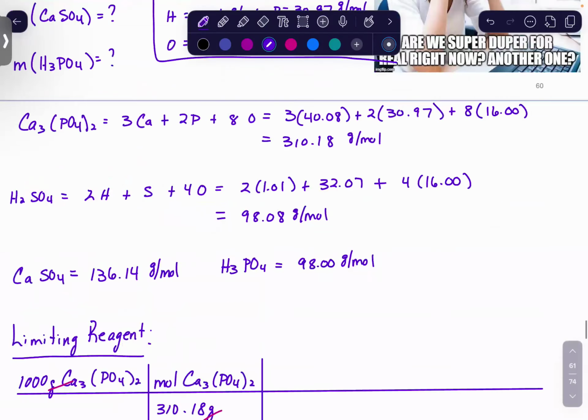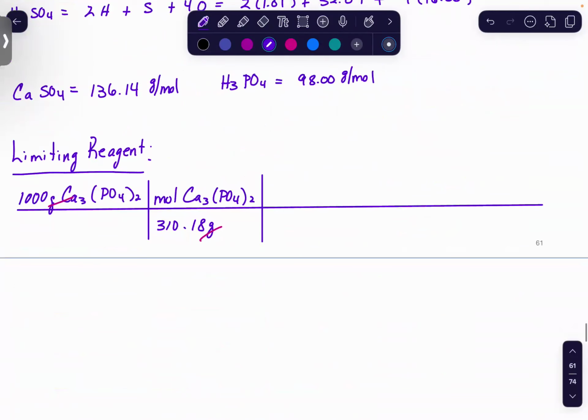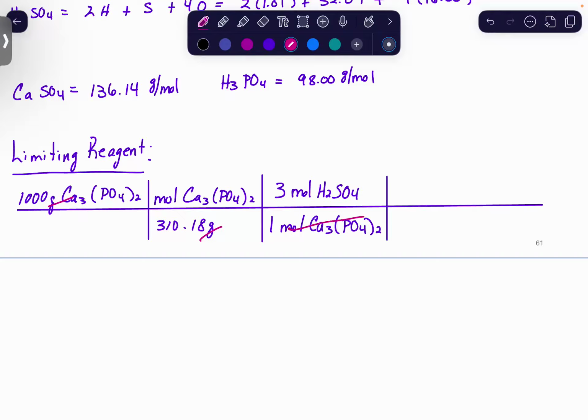Okay, so then I need my molar ratio. I look at my chemical equation. There's 1 calcium phosphate, 3 sulfuric acids. So that's going to be 1 mole calcium phosphate with 3 moles sulfuric acid. And of course, moles of calcium phosphate divides out. And then I need grams of sulfuric acid, so I'm going to multiply by its molar mass. And moles of sulfuric acid divides out.